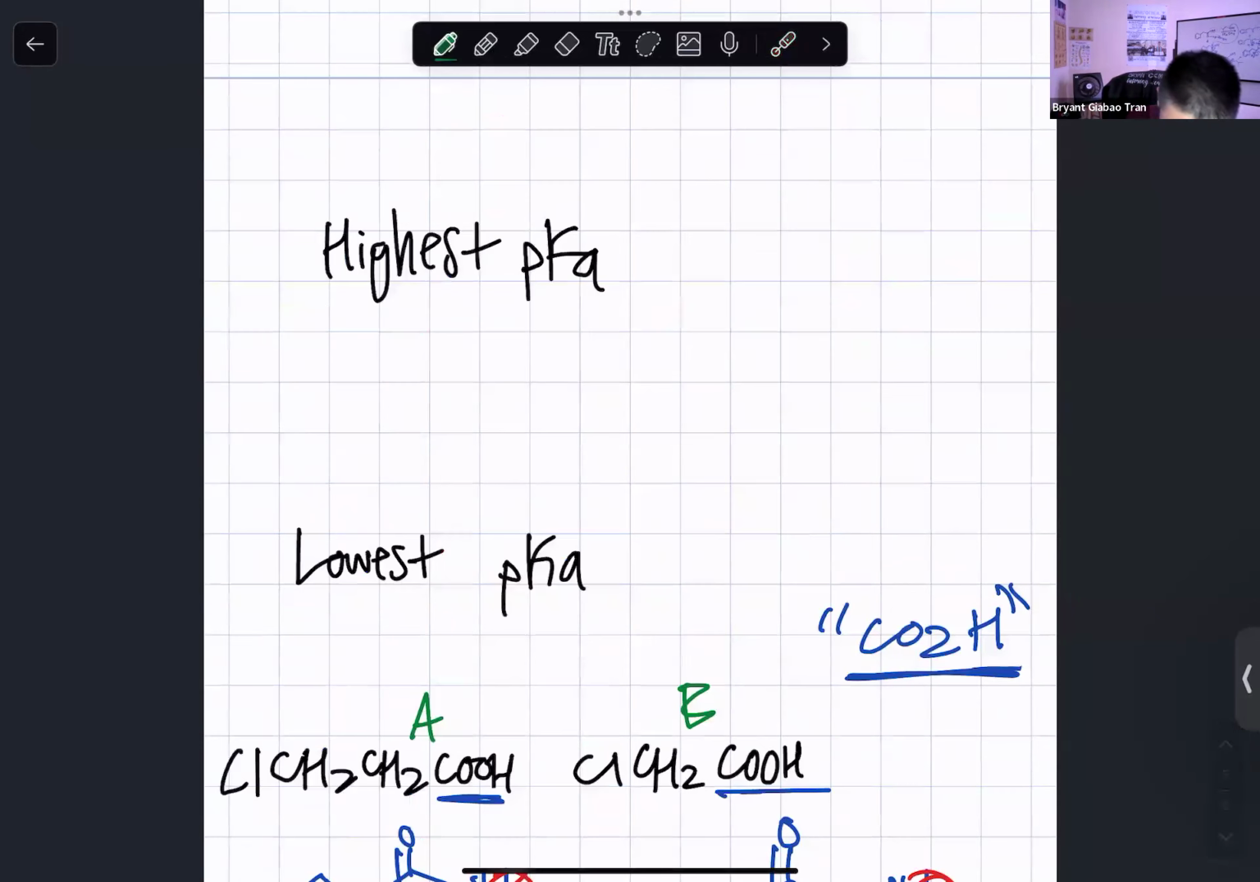And if it's the most acidic carboxylic acid, it's going to have the lowest pKa. Oh, wait, hold on. No, highest pKa. Wait, is it highest or lowest pKa? I think highest, because if you, yeah, highest pKa. Wait, let me double check this.